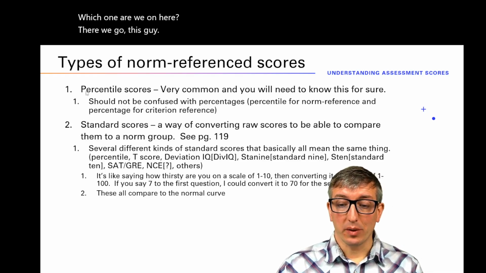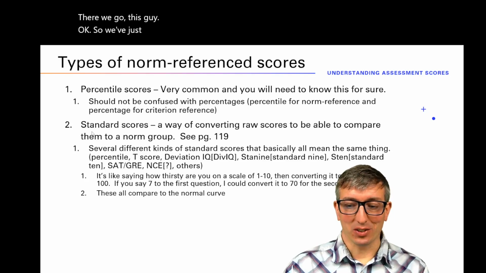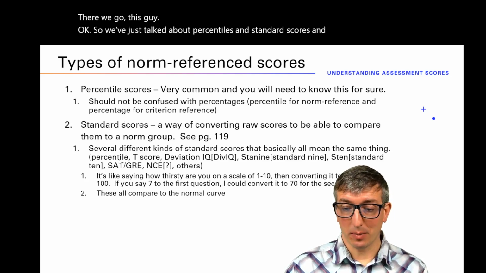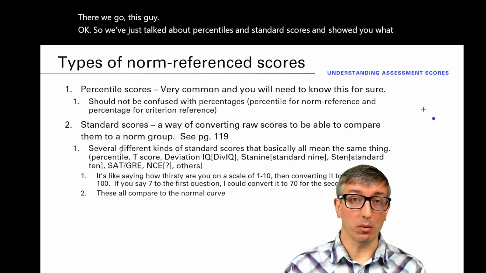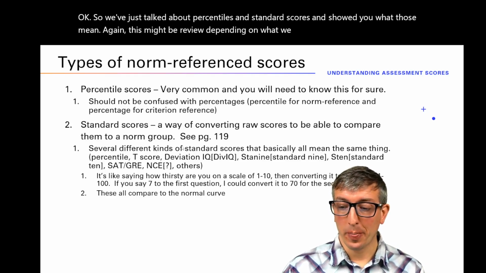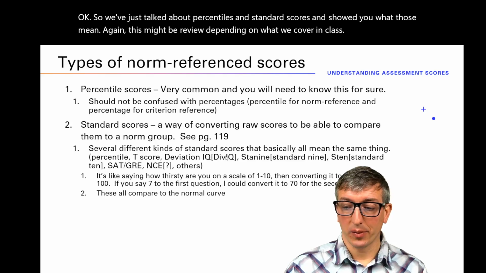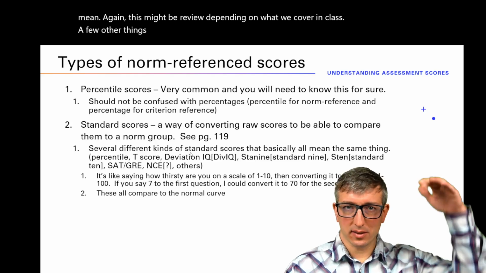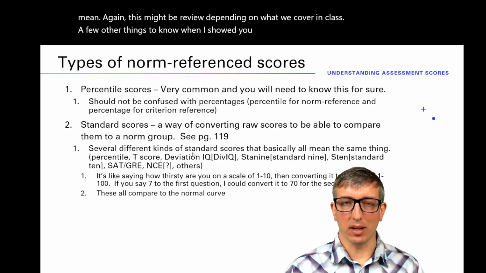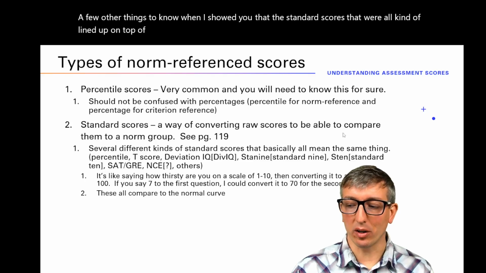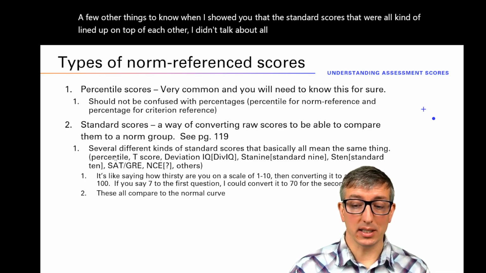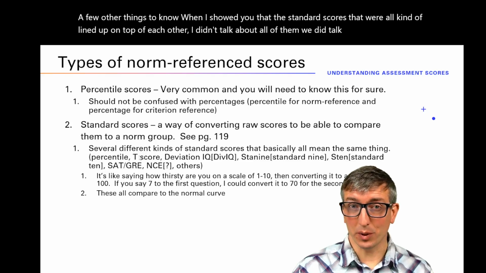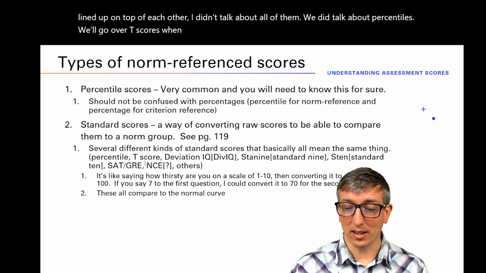Okay, so we've just talked about percentiles and standard scores and showed you what those mean. Again, this might be review depending on what we cover in class. There are a few other things to know. When I showed you that the standard scores were all kind of lined up on top of each other, I didn't talk about all of them. We did talk about percentiles. We'll go over t-scores when we go do examples. We may have already done that in class.